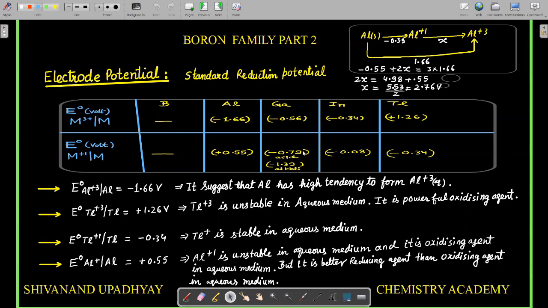So this data is very important in Mains and Advanced. They are going to discuss the inert pair effect in terms of reduction potential. So two things are very important: aluminium +3 is stable, aluminium +1 is unstable, thallium +1 is stable, thallium +3 is unstable in aqueous medium.